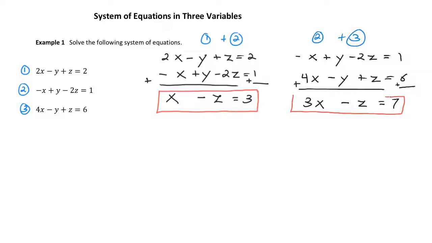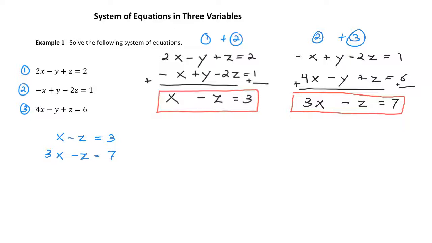So at this point, I've used all three equations, and I've reduced it down to two equations with just an x and a z. So that's the goal now: take these two new equations and solve for either x or z. Let's see how that goes. I'm going to copy those down again. I have x minus z is equal to 3, and then 3x minus z is equal to 7.